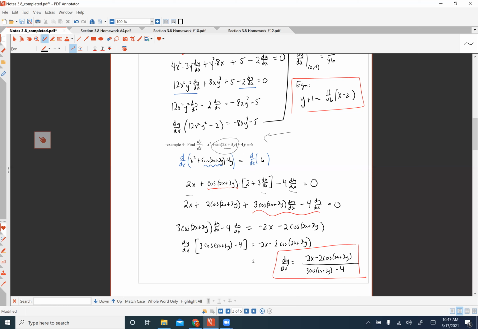And then you just factor out dy/dx and divide, and you get dy/dx. So dy/dx is multiplied by 3 cosine 2x plus 3y, and also by -4. So on the left side we get 3 cosine of 2x plus 3y minus 4, times dy/dx. And on the right side you have minus 2x. You subtract 2x and 2 cosine of 2x plus 3y from each side, and then you just divide. So you get this expression right here.